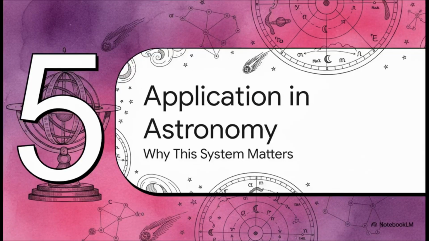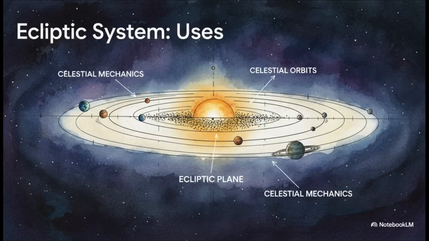So you might be asking yourself, okay, why do we even need this? We already have a perfectly good coordinate system based on the celestial equator. Why go through all the trouble of creating a second one? Well, it turns out the ecliptic system is absolutely indispensable for one very specific job. The ecliptic coordinate system is the absolute go-to for anyone working in celestial mechanics, for anyone trying to map the motions of things in our solar system.